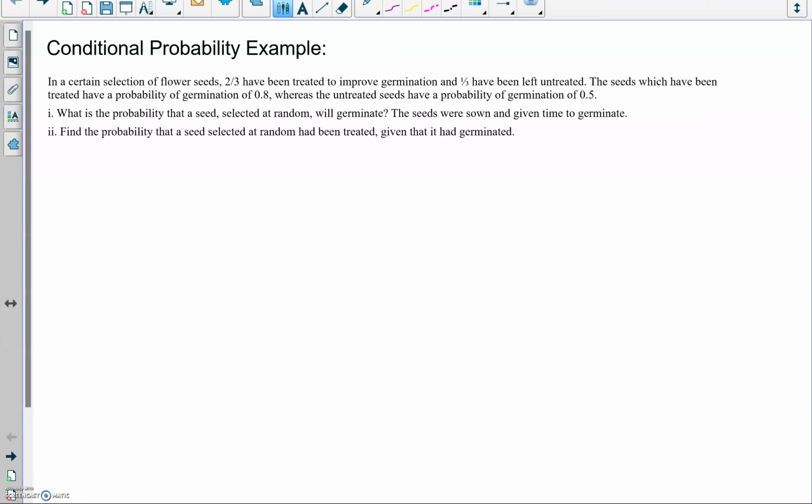Conditional probability example. In a certain selection of flower seeds, 2/3 have been treated to improve germination, and 1/3 have been left untreated. The seeds which have been treated have a probability of germination of 0.8, whereas the untreated seeds have a probability of germination of 0.5. In part 1, they want to know the probability that a seed selected at random will germinate.